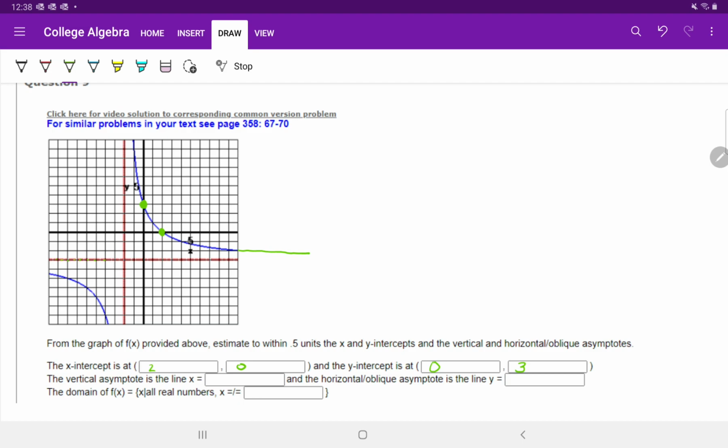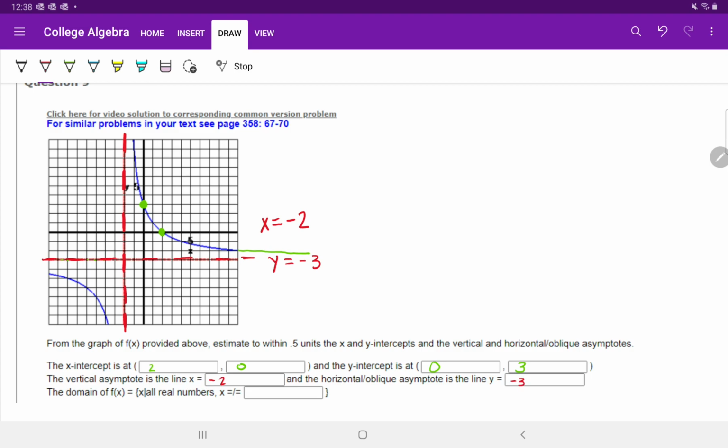Now they're asking us to estimate what our vertical asymptote is. We're looking at this red vertical line. That is the line x equals -2. So we're going for our x value there. And our horizontal asymptote is this horizontal line that's at the value y equals -3. So we'll just put in -3 right here.